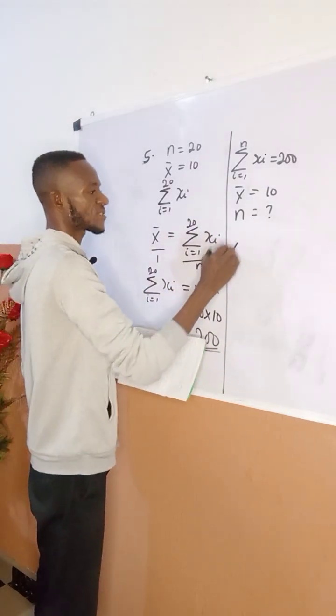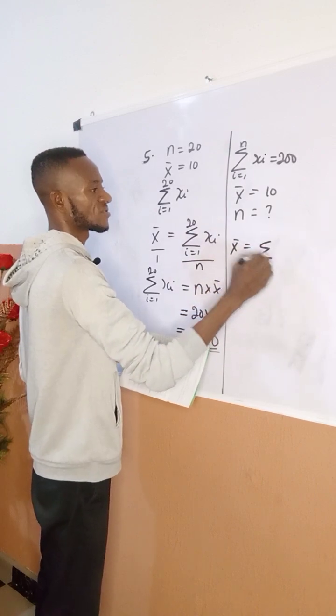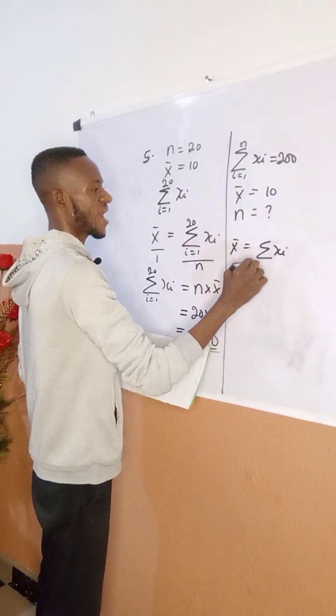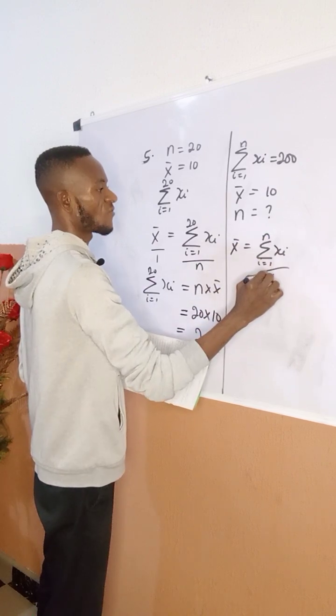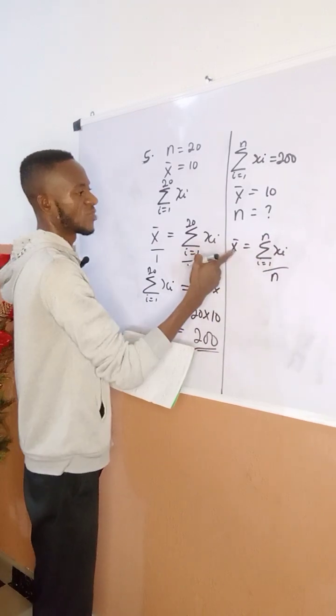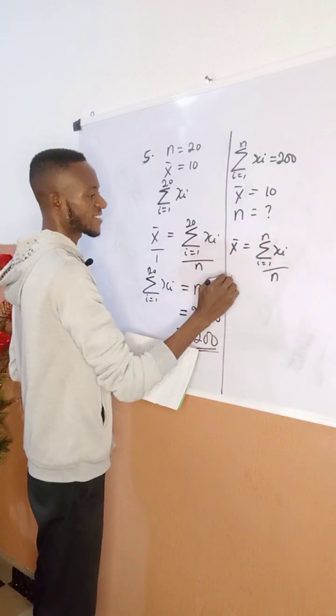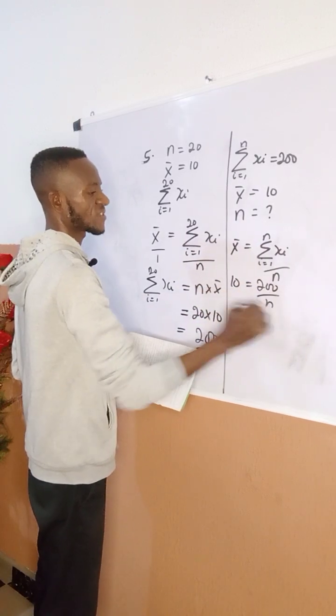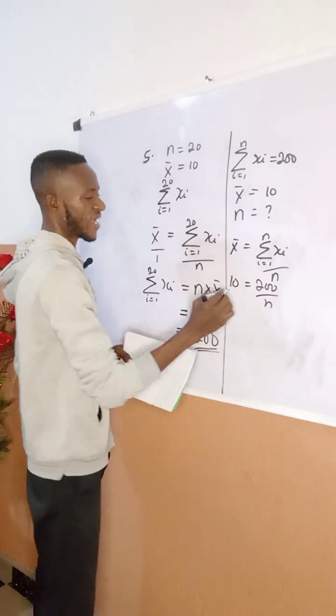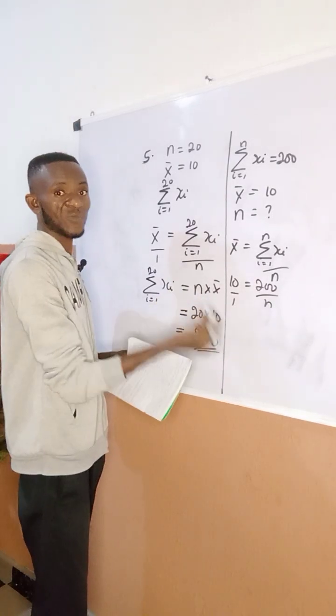So what you do there is you still use this formula I gave here. You still use that your x bar is given as summation of x_i, i running from 1 to n, all over n. And do remember that this x bar is given as 10 equals. This one is given as 200 all over n. So you can say all over 1 for convenience and cross multiply.